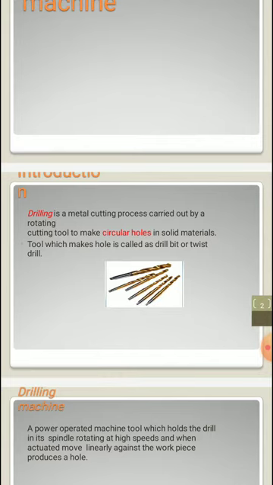What actually is the drilling process? The drilling process is nothing but the removal of the material, or we can say the metal cutting process, to make circular holes. And the tool that is used for the drilling operation is called a drill bit, or in other technical words, a twist drill.